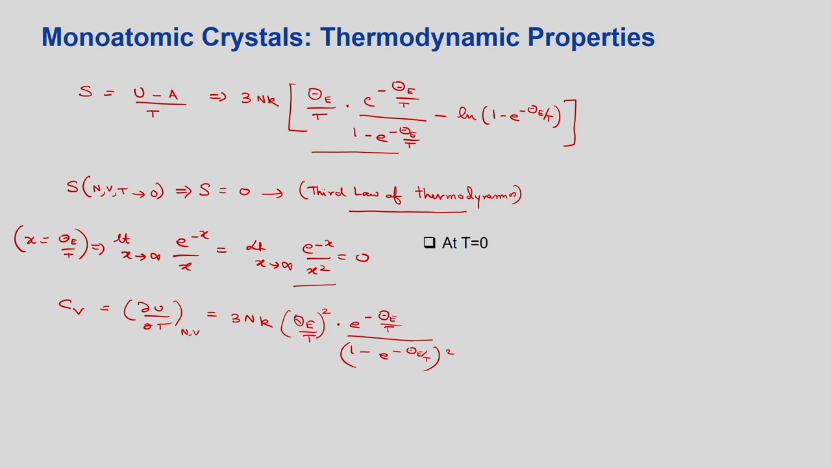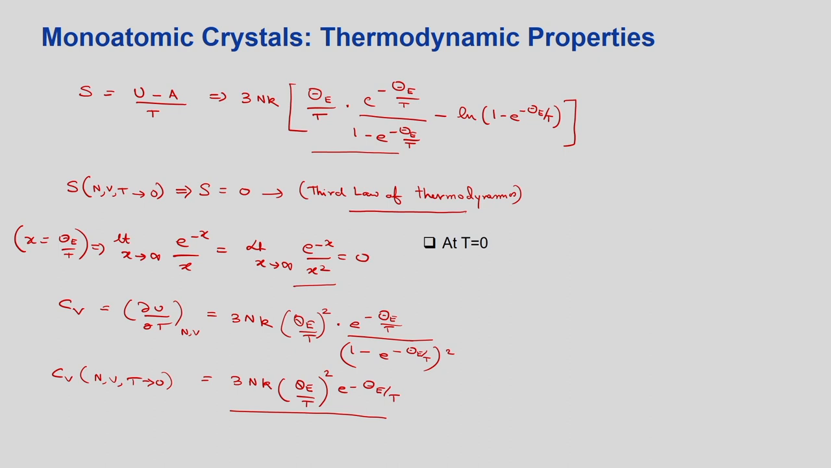Again, if I apply the limit where T approaches 0, Cv at constant N and V will be equal to simply 3Nk, because this term will be replaced by only e to the power of minus theta_E. This entire expression is due to the vibrational partition function. After doing the mathematics and applying the limit T equal to 0, you will get simply e to the power of minus theta_E by T. So at T approaching 0, you get 3Nk (theta_E by T) whole squared into e to the power of minus theta_E by T.